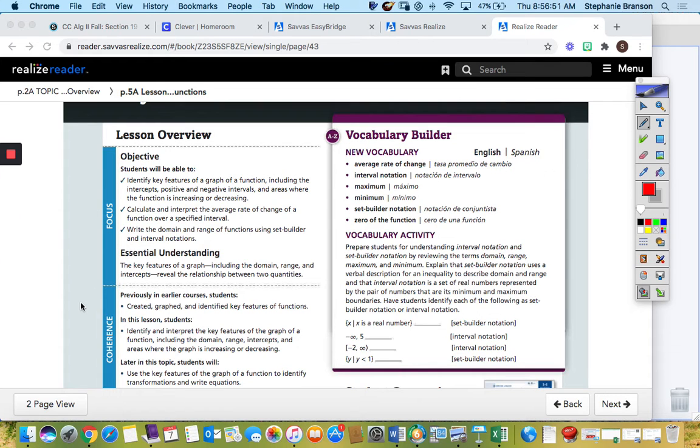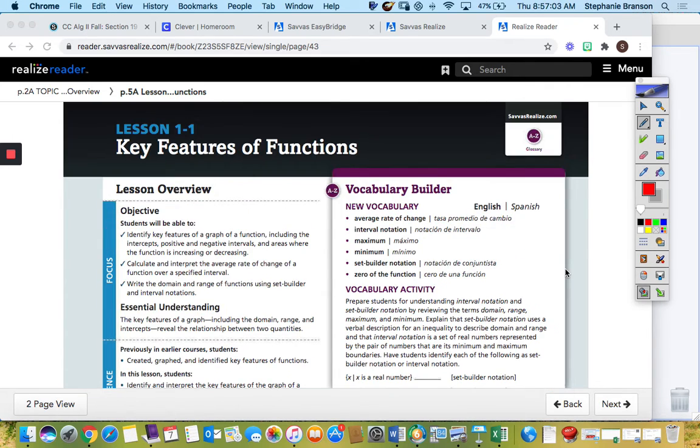Alright, so we're going to look at average rate of change. Some of you know that as the slope of something. Interval notation, maximums, minimums, and zeros of functions in this lesson.